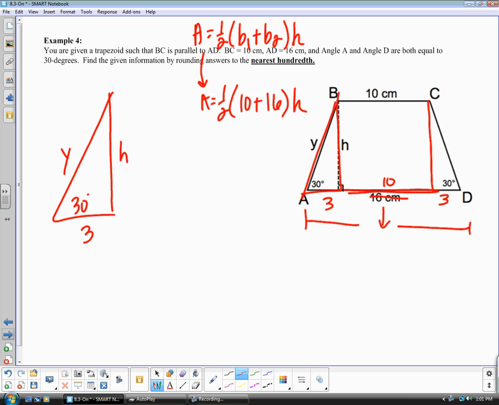So now we can use trig to set this up. If we have 30 degrees, in order to find h, we're going to have to use tan. Tan of 30 equals the opposite over adjacent. Cross multiply, and your height comes out to be 1.73.